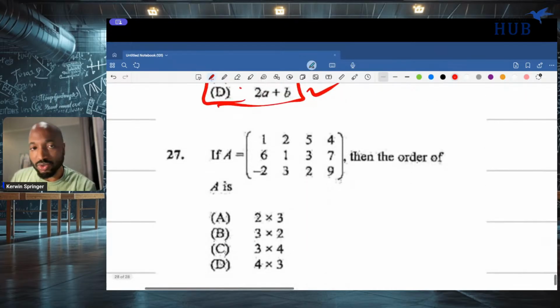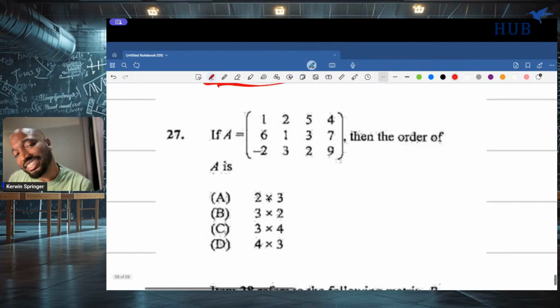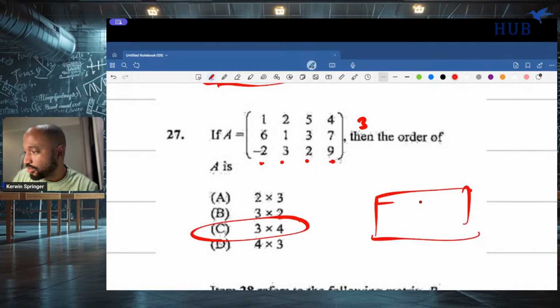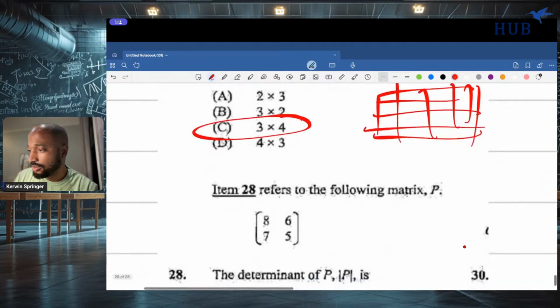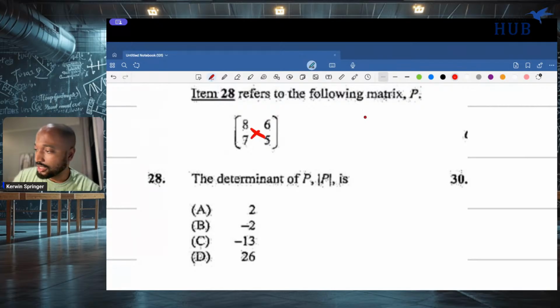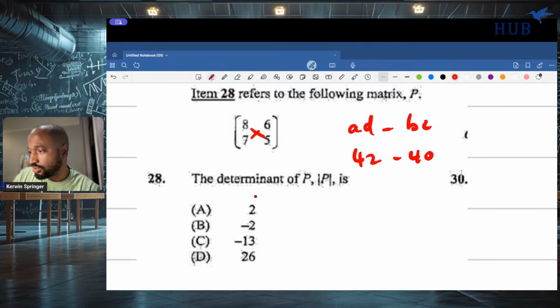Oh, wait. There's more. So who sent this whole strip of questions, boy? Jaya. Sir, do all, please. Because they say please. And the order is 3 rows and 1, 2, 3, 4 columns. So it's a 3 by 4. The determinant, this minus this. AD minus BC. 42 minus 42. 42 minus 40. Yes. All right, so we keep it pumping.